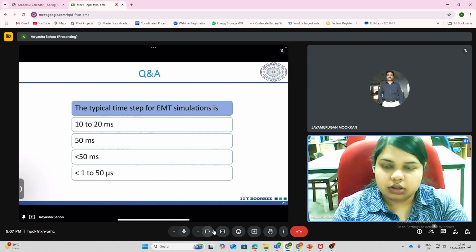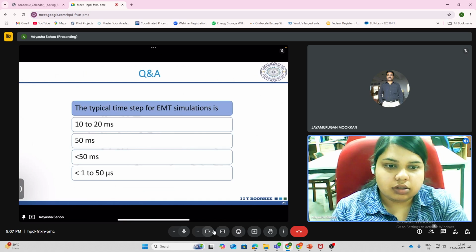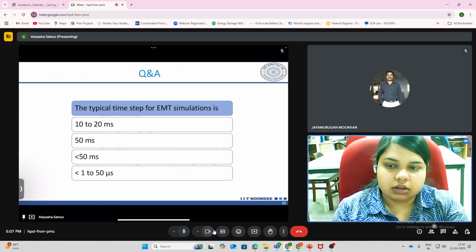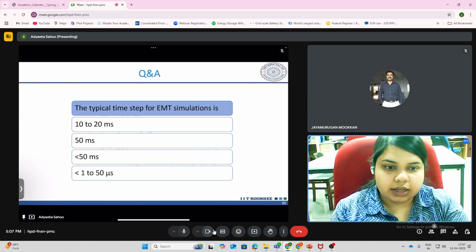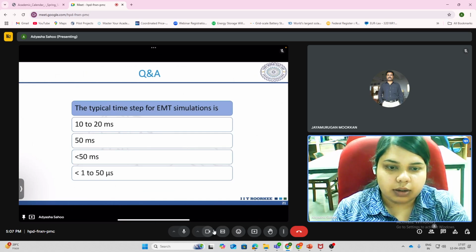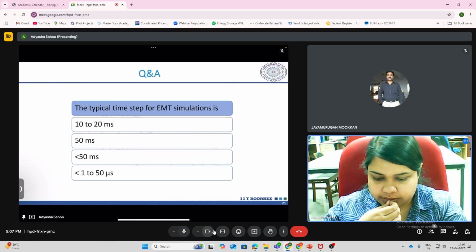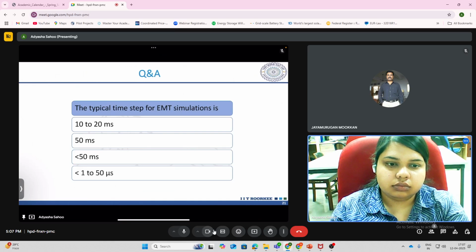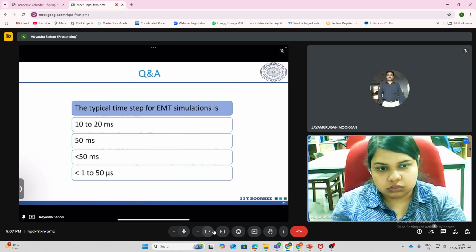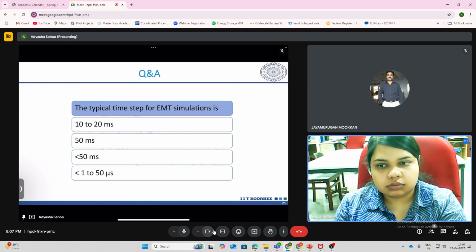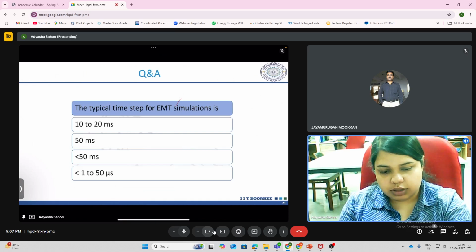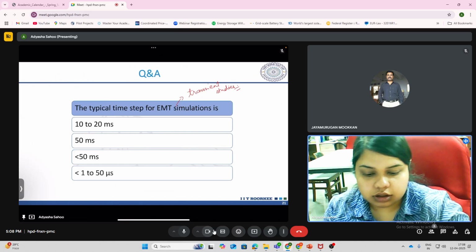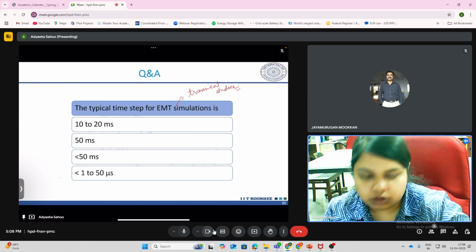The next question is: the typical time step for EMT simulations is 10 to 20 microsecond, 50 microsecond, less than 50 microsecond, or in between 1 to 50 microsecond. For EMT type simulations, we are doing transient type of studies, and the time step can be very small, in the order of 1 to 50 microsecond.